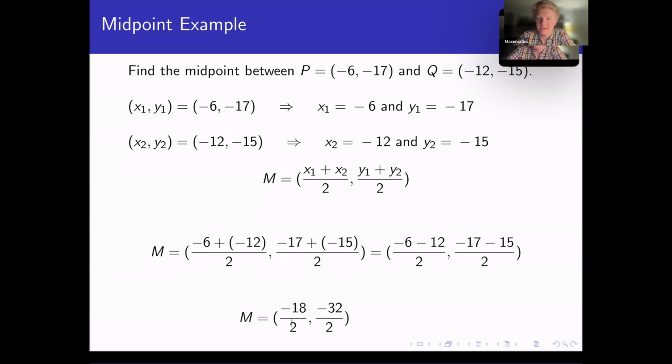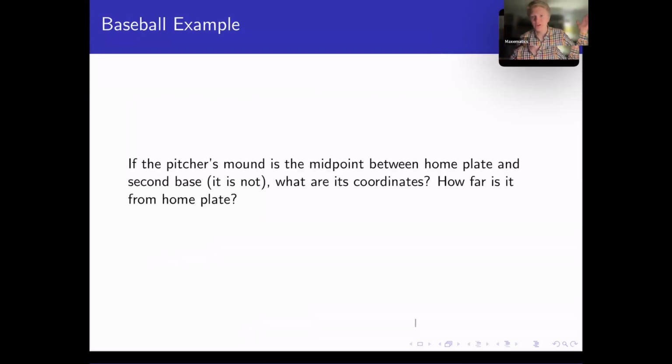-18 divided by 2 is -9. -32 divided by 2 is -16. Okay, so not all that crazy for midpoint. I actually think it's pretty nice. A little less careful work than distance, but of course, always be careful. And kind of like for distance formula, your choice for x1, y1, and x2, y2 doesn't matter.